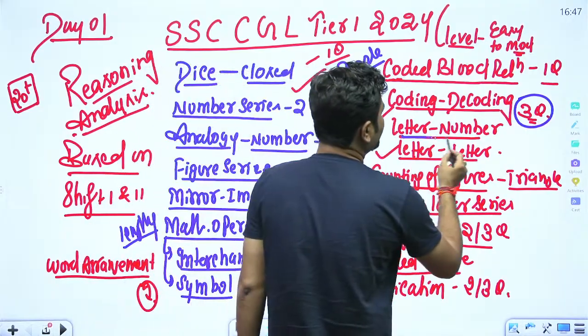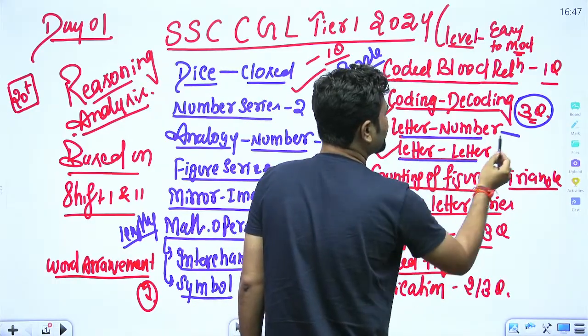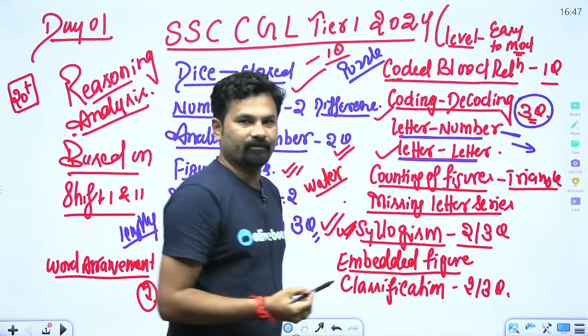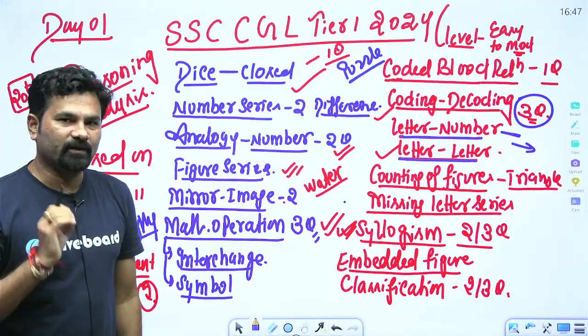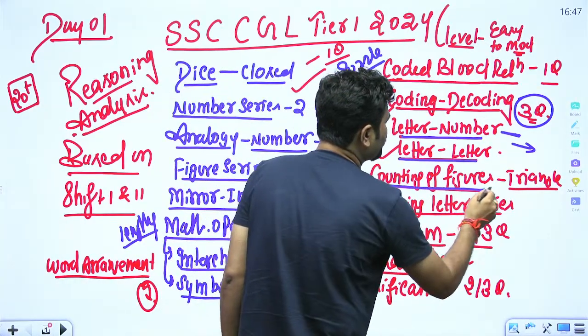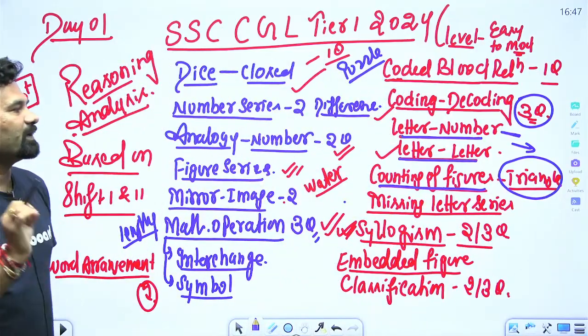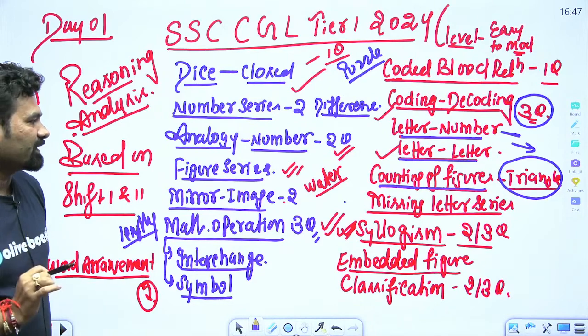One question is based on letter to number, one question letter to letter, and another question from common number coding. So there are three questions from coding decoding, right? And one question is from counting of figures, number of triangles. You have to count the total number of triangles in a given figure, right?